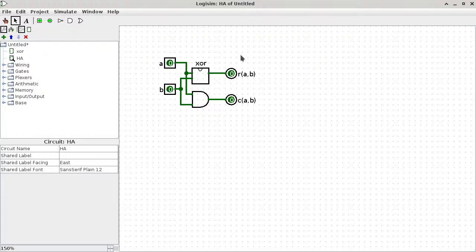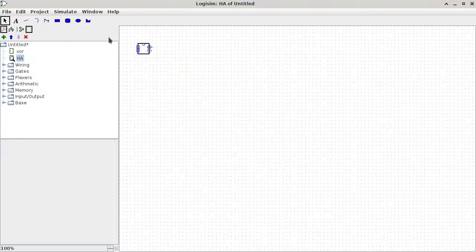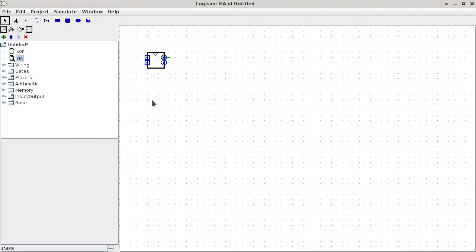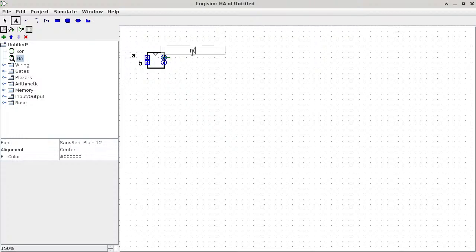All right, so now I'm going to switch to the circuit appearance and do the same thing, because I really hate to have a circuit where things are not labeled and I have no idea what it does. So I'm going to have A, B, and then we have R of AB, and then C of AB.